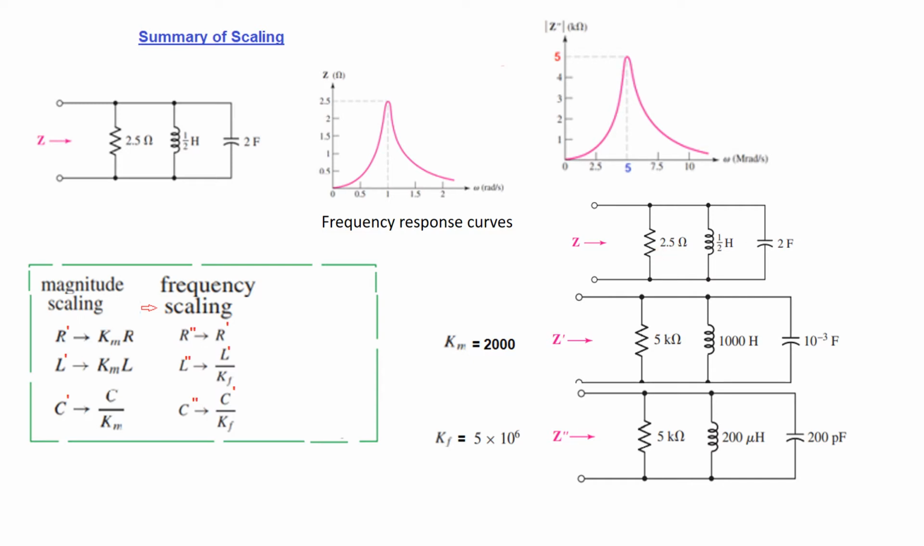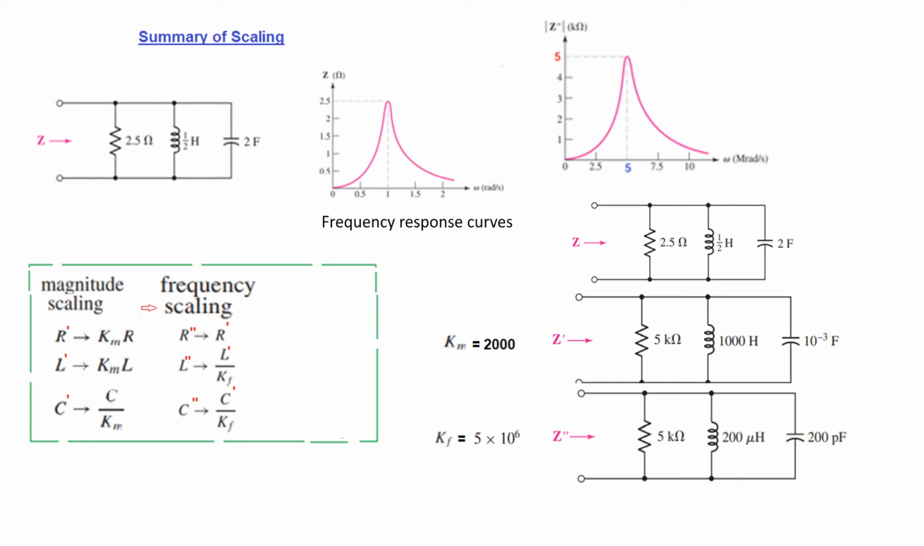So the first thing, this 5 kilo can be achieved if you multiply this by 2000. So this will be called the magnitude scaling factor. So multiplying this, we get the circuit modified as shown here, and then to get the frequency we have to multiply it by 5 mega. So multiplying 5 mega, we get this circuit. Now it's not direct multiplication of all. This is the formula. For magnitude scaling, resistance will be multiplied directly, inductor multiplied directly, and the capacitor divided by the Km or the magnitude scaling factor.